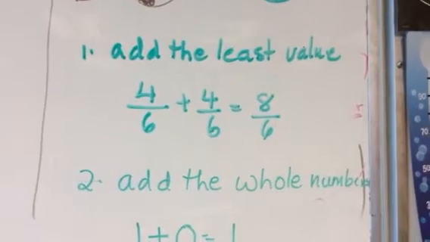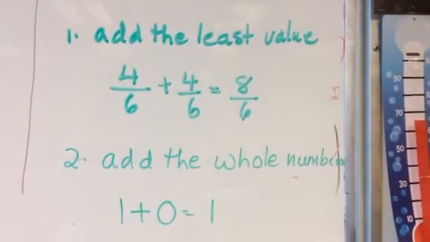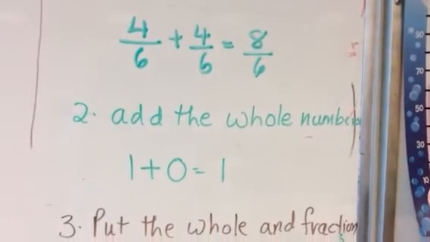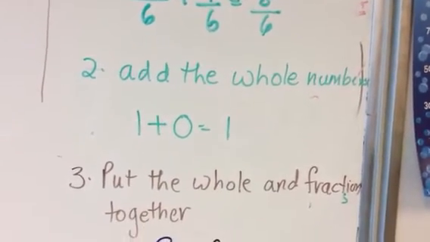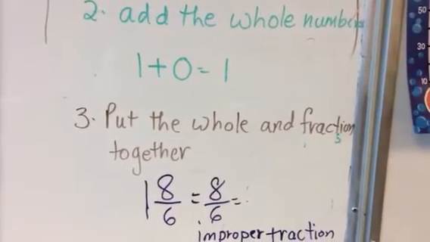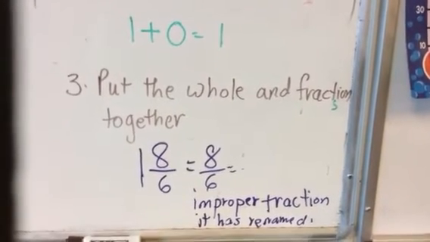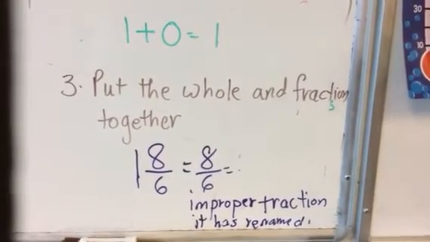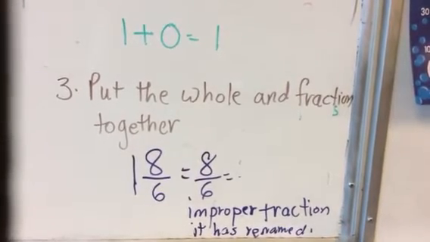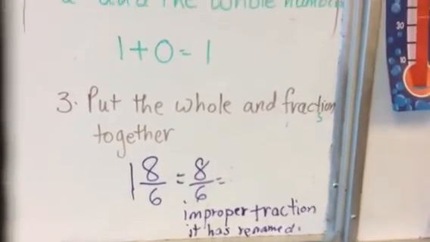Then next I add the whole numbers. 1, and there was no whole number in the second fraction. So 1 plus 0 is 1. Then you put the whole and the fractions together. You get 1 8 over 6. And 8 over 6 is an improper fraction. It has to be renamed. So we are learning renaming too. So there are multiple steps and we have to follow them to put the answer in the right order.